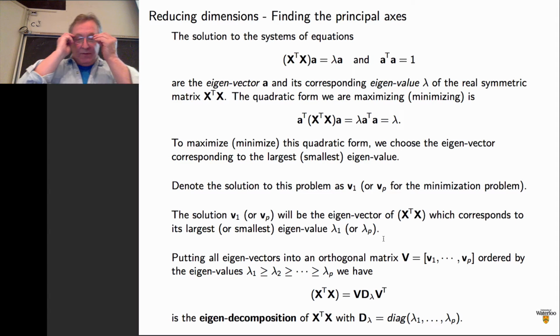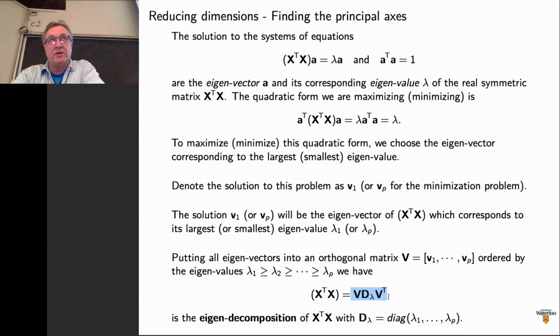So that means I've got this eigen-decomposition of this matrix. The real symmetric matrix decomposed into the product of the matrix of eigenvectors in the columns, the diagonal matrix of the eigenvalues, and the transpose of the matrix of eigenvectors. And you know, for example, that V transpose V is the identity because they're orthonormal. Okay?